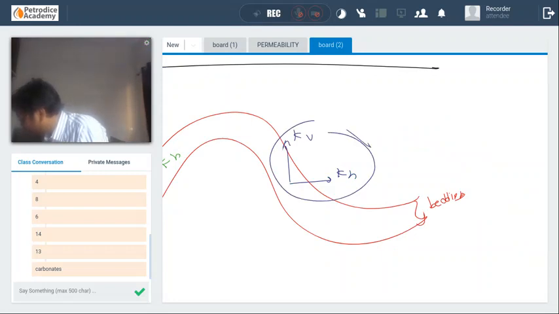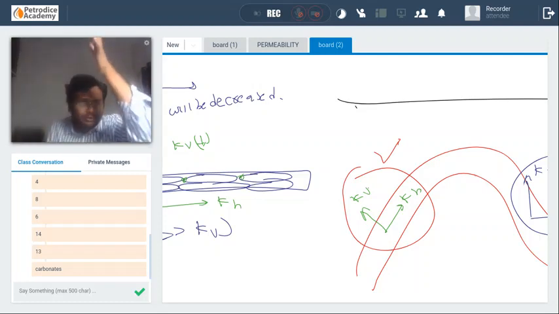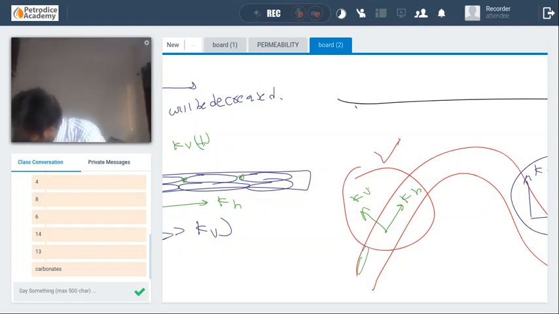This is wrong, this is correct. Okay, we need to see along the bedding plane. Not an absolute vertical and not an absolute horizontal. We are seeing with respect to the bedding plane in which the rock grains have aligned themselves.